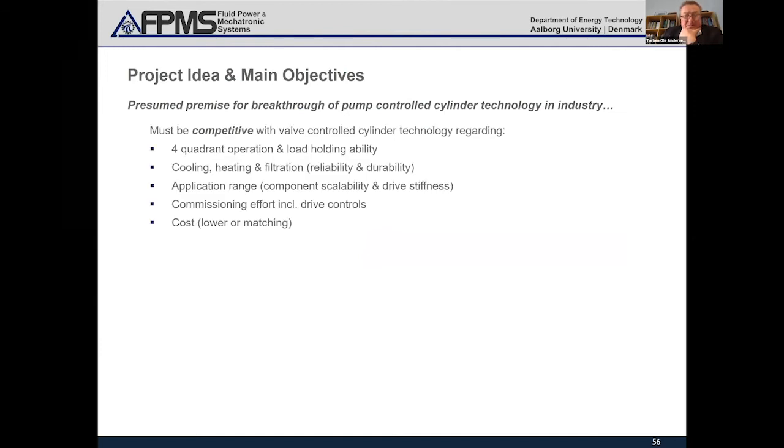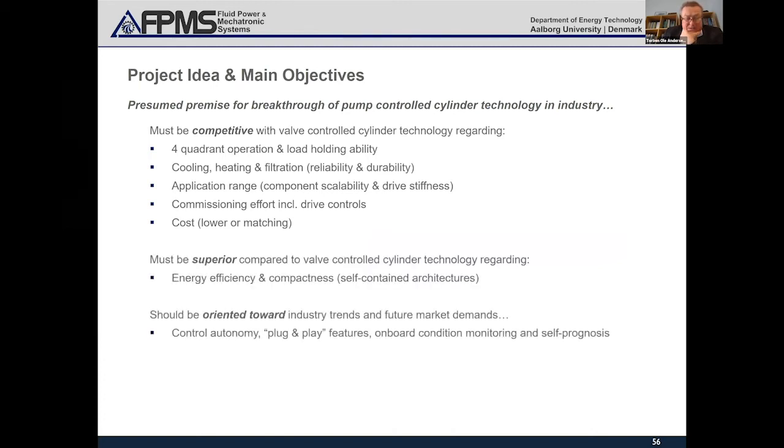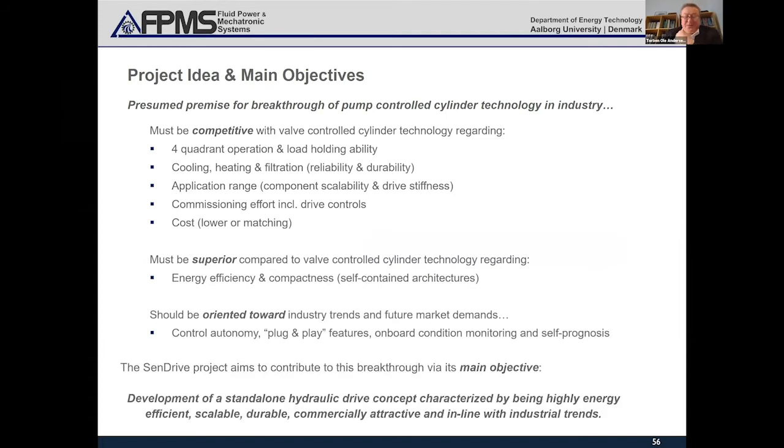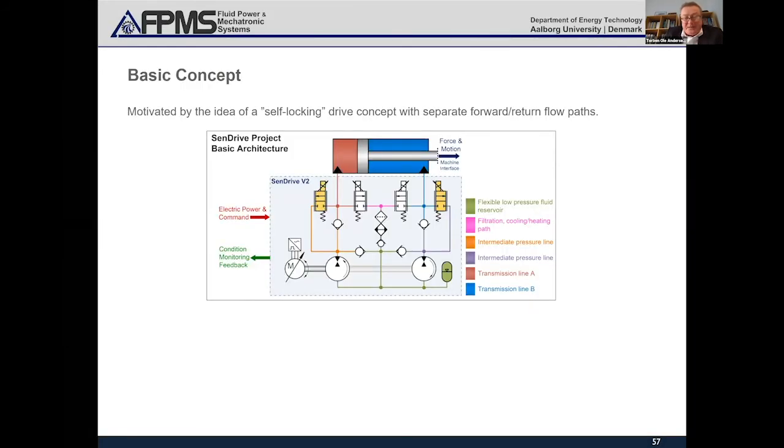But of course there are some ideas, I can just say them here. If it should be really competitive, there are some things that we need to look into. And then a new project has been started up called Sendrai that aims to contribute to this, but two are the main objectives that we can see here. For example, the load holding capabilities. And here is the way that it's built up.